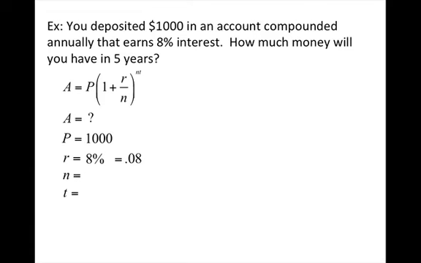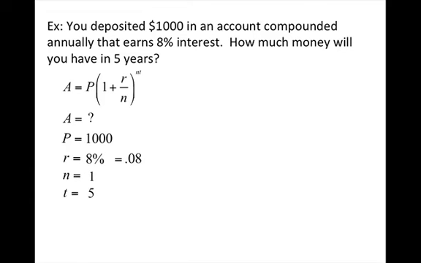N is the number of times compounded per year. Well, if I look back at my formula, it says compounded annually. Annually, if you look back at the table in your notes, meant once per year. And I'm doing this for 5 years, so my time is 5.